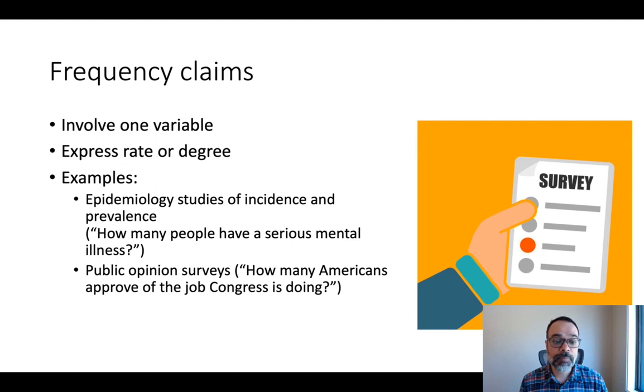Okay, here are a couple examples of frequency claims. One might be an epidemiology study of incidence and prevalence of something. So for example, we might ask, how many people have a serious mental illness? And the answer to this would be a univariate claim. Everybody, half of all people, 1% of people. Those would be different claims. Some of those might be valid, some of them might be not.